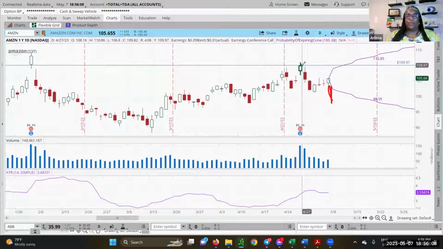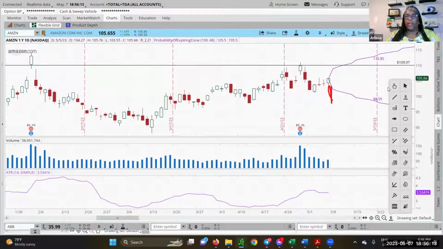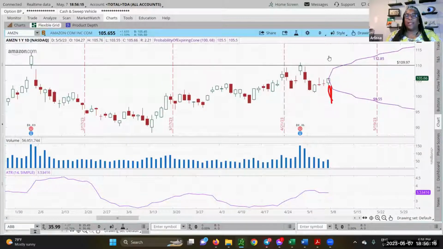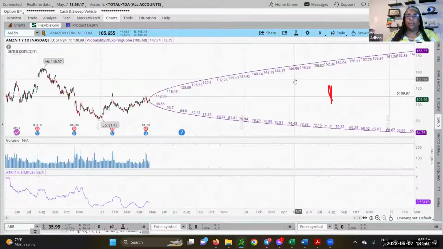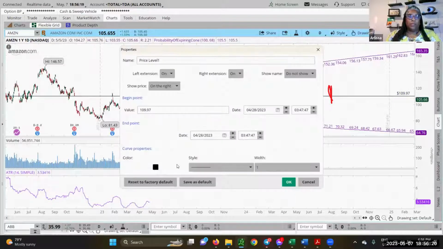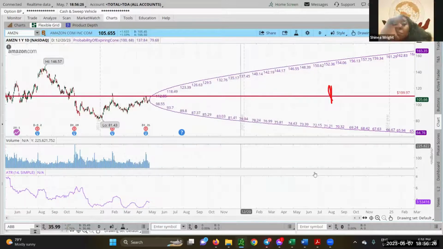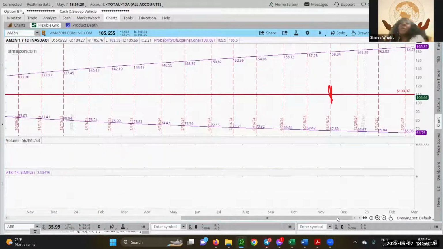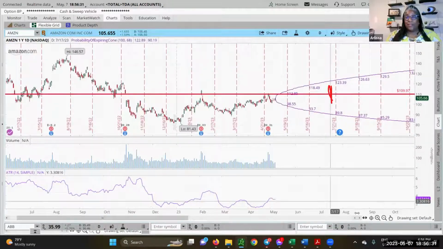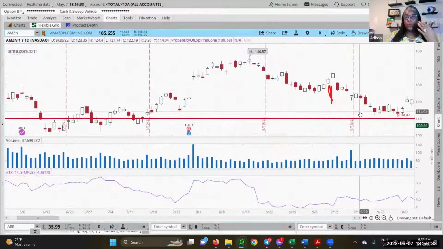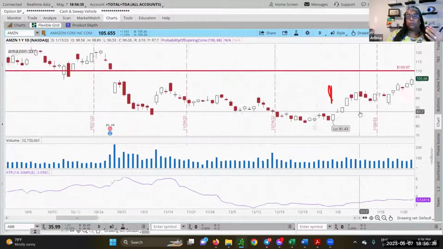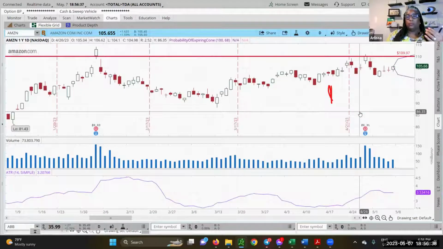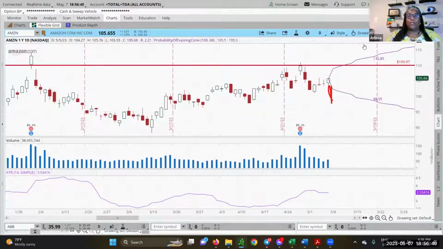In this case, we have a peak right up here. That's at 109.97. I'm gonna make it bigger so we can see what it is. Some of y'all are looking at phones and tablets and maybe it looks really small. Okay, let me make it a little bit bigger. Okay, that's our resistance.